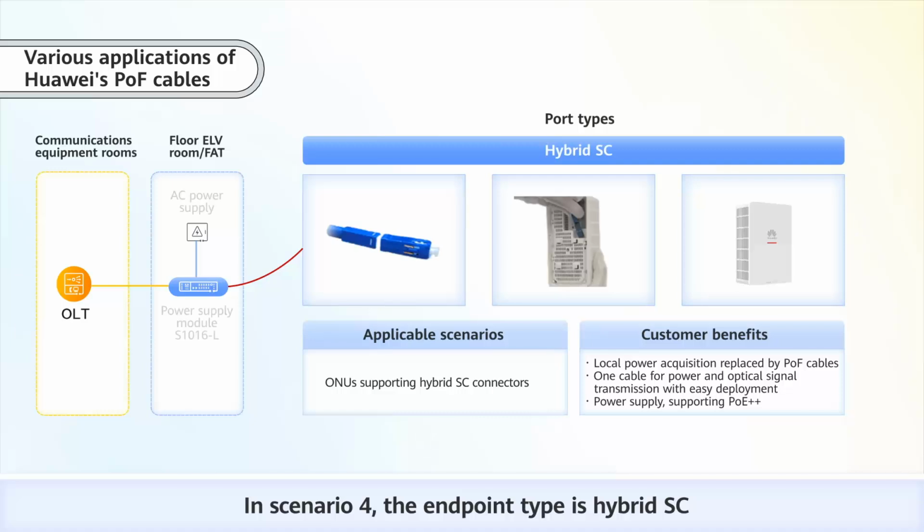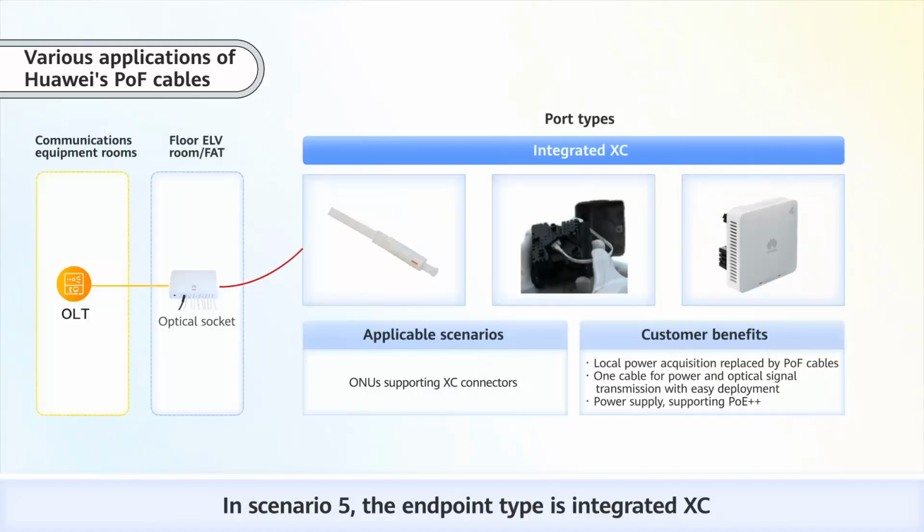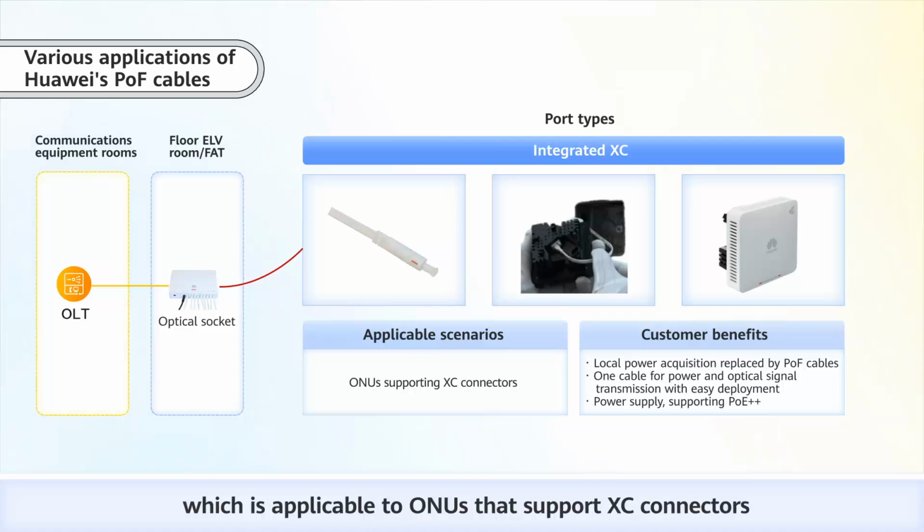In Scenario 4, the endpoint type is hybrid SC, which is applicable to ONUs that support hybrid SC connectors. In Scenario 5, the endpoint type is integrated XC, which is applicable to ONUs that support XC connectors.